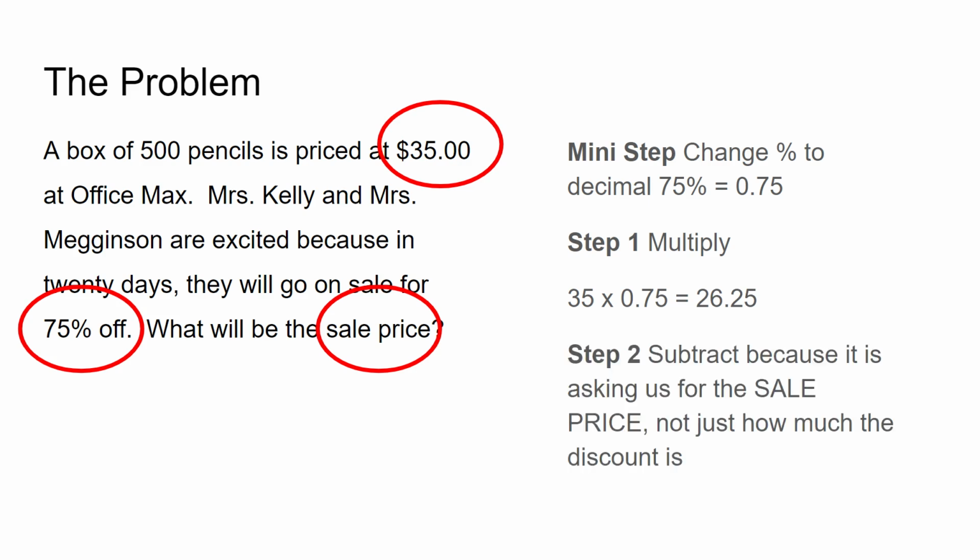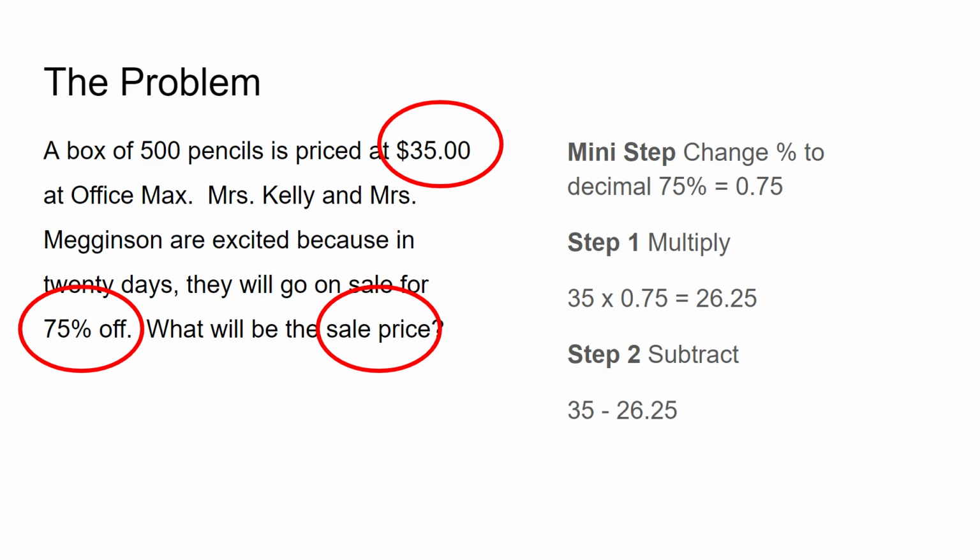Now, step two, we have to subtract that from the original amount because it's asking us for the sale price. So we're not just done yet. I'm going to take 35, because the original amount of the box of pencils was $35, and I'm going to subtract from it what we found out is 75% off. Geez, I'm lacking with my circling skills today. So in our calculator, once we do that, we will find out what the sale price would be. And once you find that out, you will realize that it's 8.75, but since we're talking about money, it's $8.75.